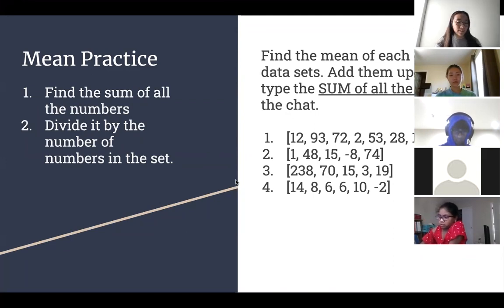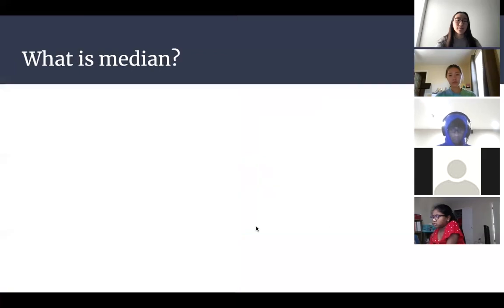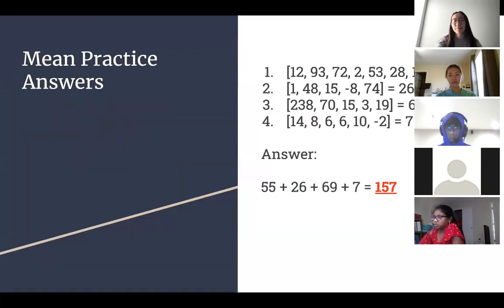All right, good job. The answer here is 157. So let's see. Remember, Step 1 is to find the sum of all the numbers. Step 2 is divide that sum by the number of numbers in each set. So if you did that, you should get 55 for the mean of the first set, 26 for the second set, 69 for the third set, and then 7 for the fourth set. And then you sum those means to get you the answer of 157. Nice job.